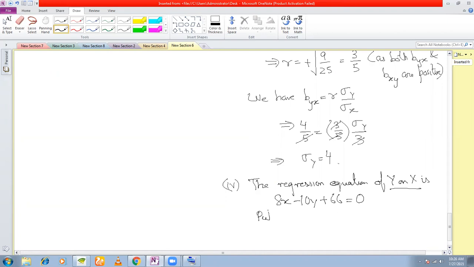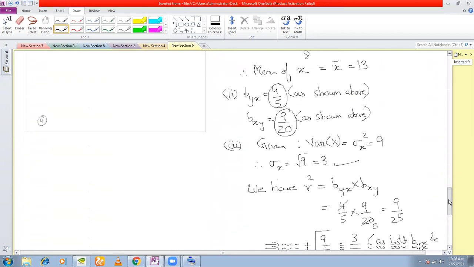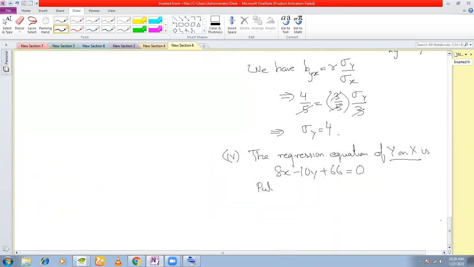So now you put x is equal to, for what value you have to find out? You have to find, I think, for x is equal to 2, isn't it? Yes, for x is equal to 2. So putting x is equal to 2, we get 8 into 2 minus 10y plus 66 is equal to 0. We solve this linear equation, you will get y is equal to 8.2. So for x is equal to 2, the value of y is 8.2.